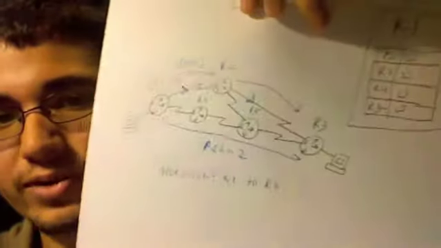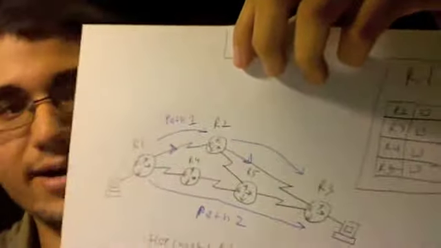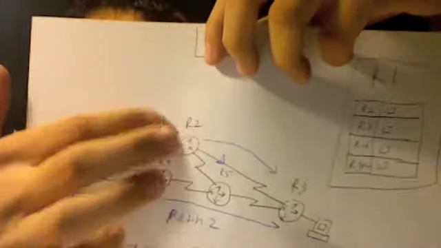Now, RIP will take a look at its entries in the routing tables and determine that the best path, based solely on hop count, is path number 1, to jump between router 2 and router 3, because it has to cross fewer devices along that path.